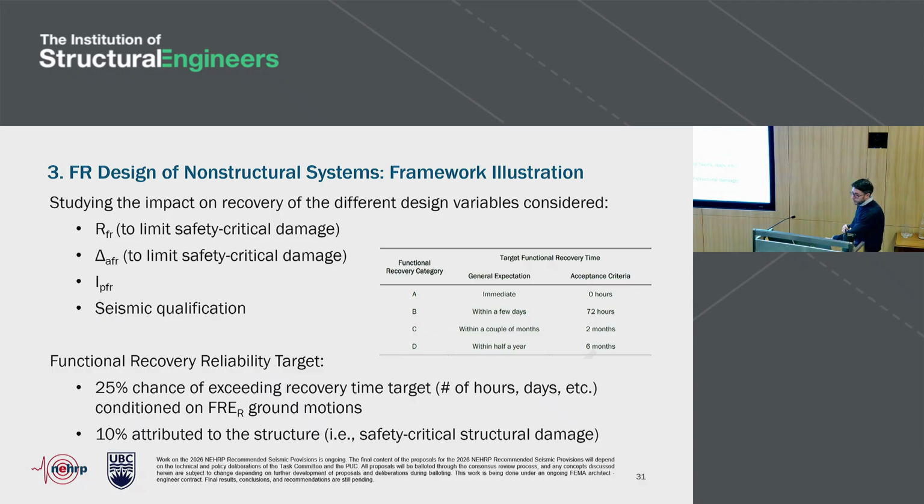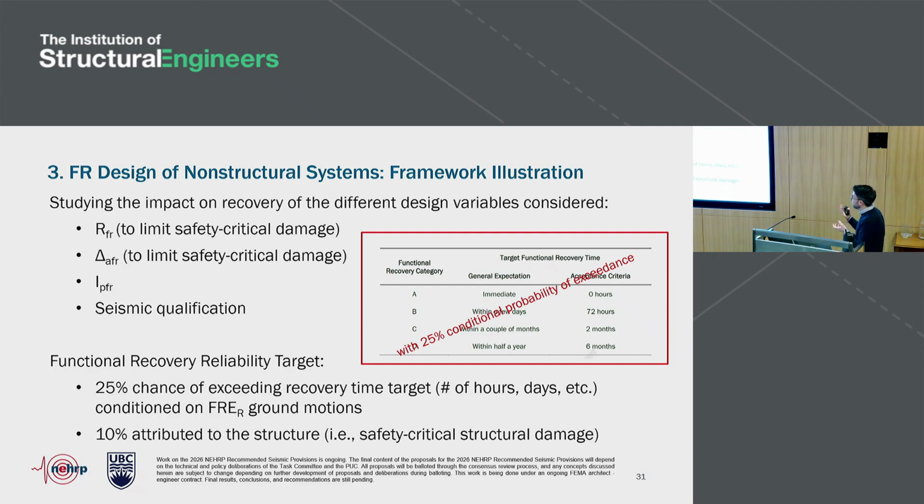So in this part of the process, what we're really doing is verifying whether the designs that we're proposing meet those recovery goals that I introduced at the beginning. And we're doing that by looking at all the variables: RFR and delta AFR to limit safety critical damage, and now IPFR and qualification to limit non-structural component damage. So we're explicitly checking, using this methodology, whether we're meeting that reliability target of 25% probability of exceeding the different recovery times associated with each recovery category.